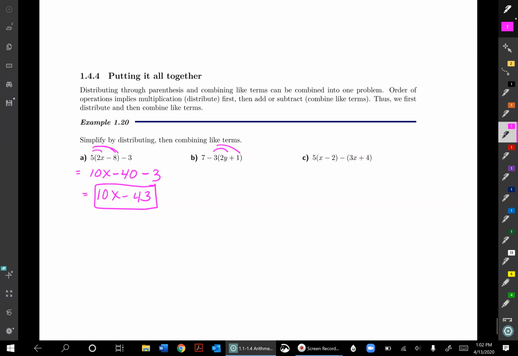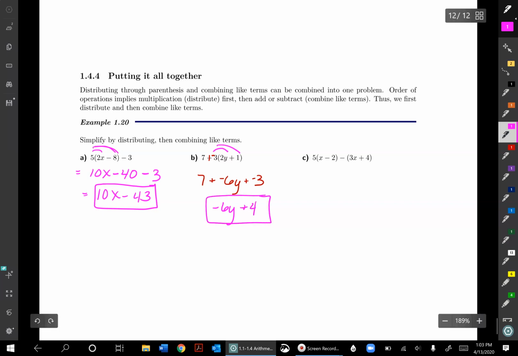And this is where it might be really helpful to make this subtract be plus negative 3. That way, when you're distributing, you don't get your signs mixed up. So 7 plus negative 3 times 2y would be negative 6y. And then the negative 3 times 1 is plus negative 3. And then I can go back and streamline it after. So I would have negative 6y and then just a plus 4. Usually we want our variable term first.